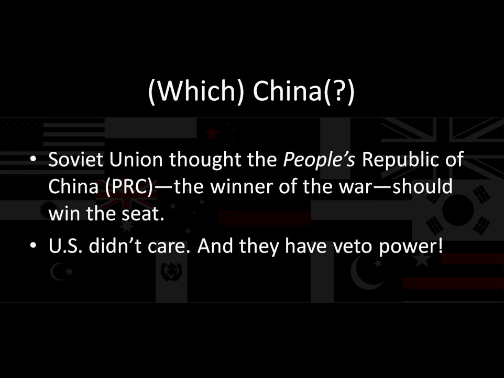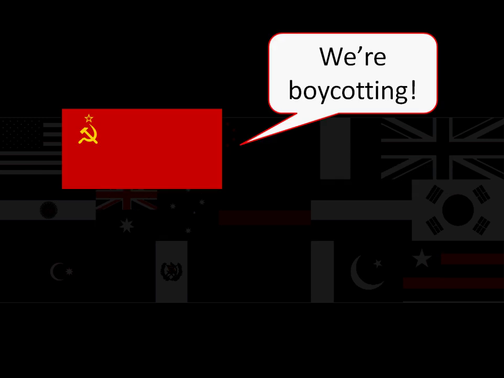If you like the status quo, if you like the way things are in the world and you have veto power on the Security Council, you're in a wonderful position because anytime you see something you don't like, you can just say no. And the Soviet Union knows this. And the way they try to go about fixing this and resolving this is to boycott the Security Council and boycott the United Nations. They're like, this isn't right. The mainland China, the winners of the Chinese Civil War, should have that spot on the Security Council. We're going to boycott the Security Council.